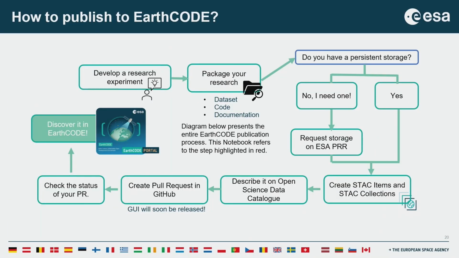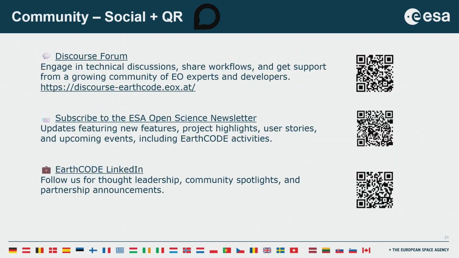How does publishing work in EarthCode? It's a very straightforward process. Essentially, the data is typically going to be packaged up automatically by one of the platforms, and then it will get reviewed by a data steward at the end of it, and we then curate manually the Open Science Catalog. So every request is reviewed manually, and that's how we ensure quality of the data.